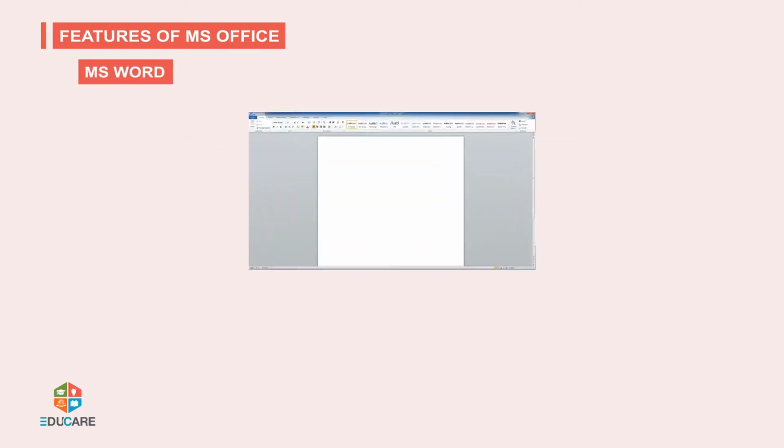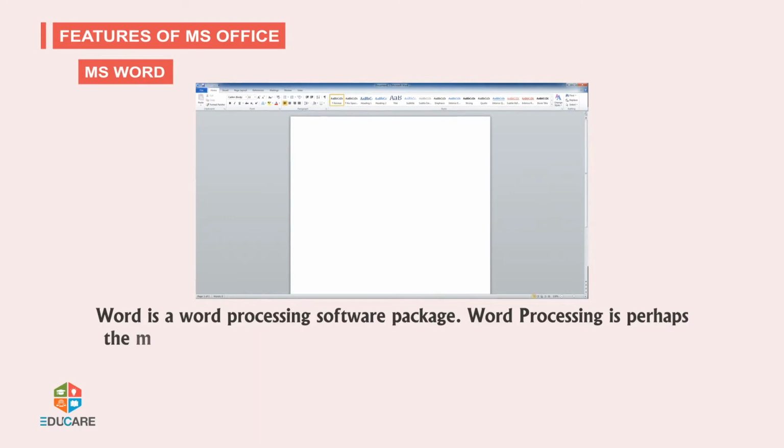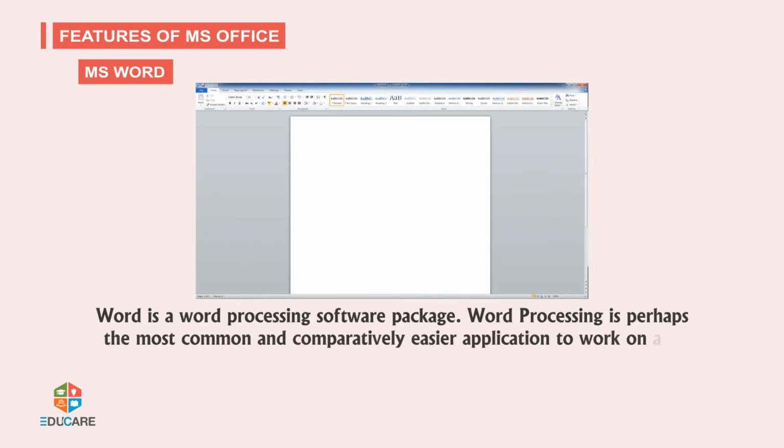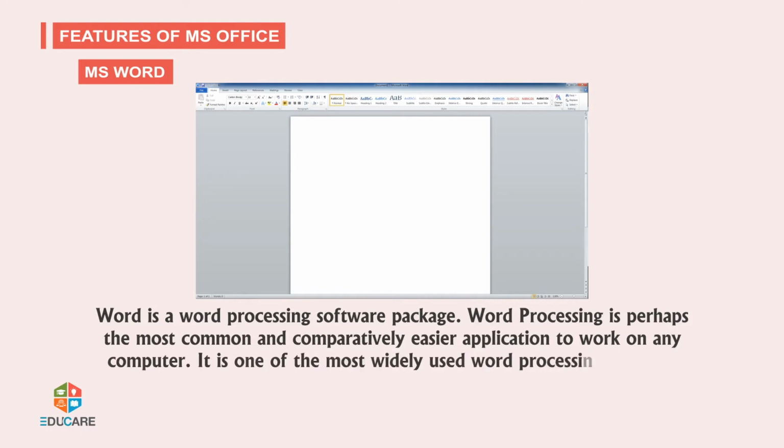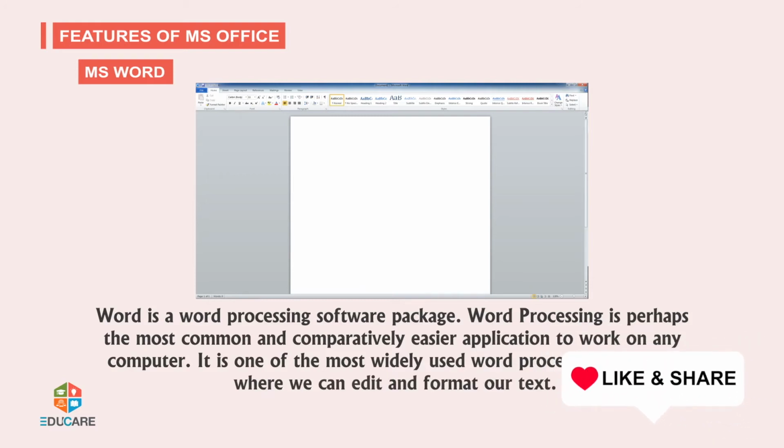MS Word. Word is a word processing software package. Word processing is perhaps the most common and comparatively easier application to work on any computer. It is one of the most widely used word processing software where we can edit and format our text.